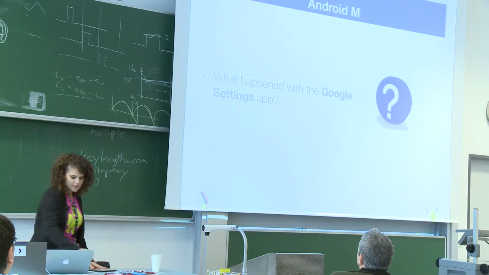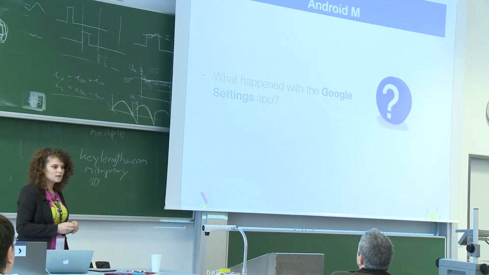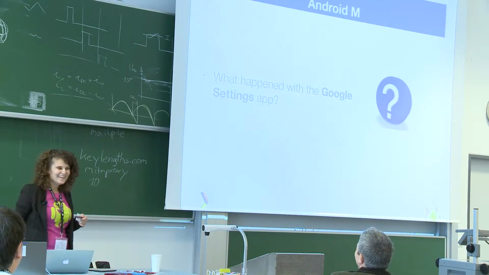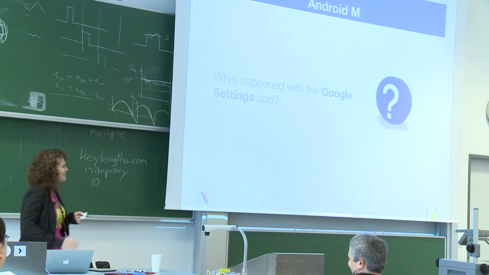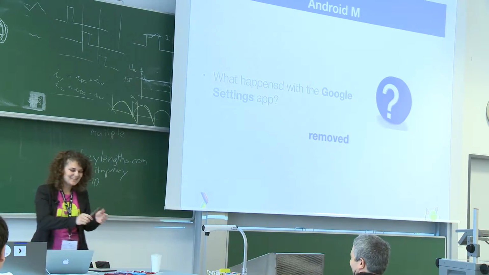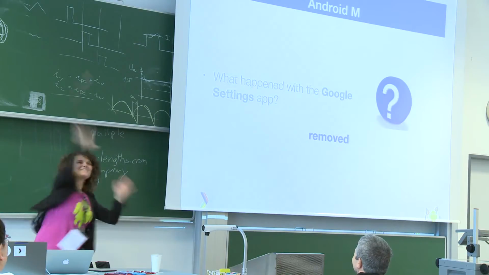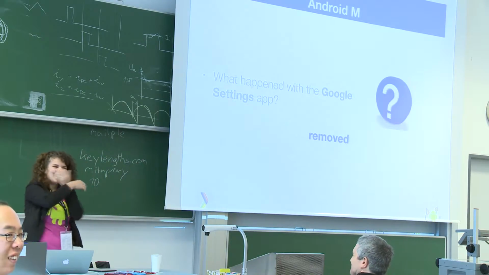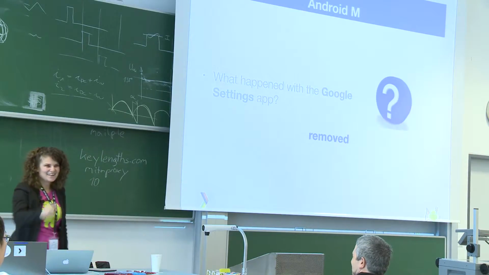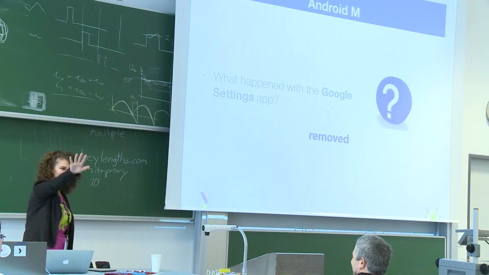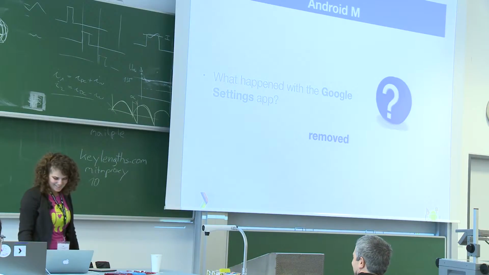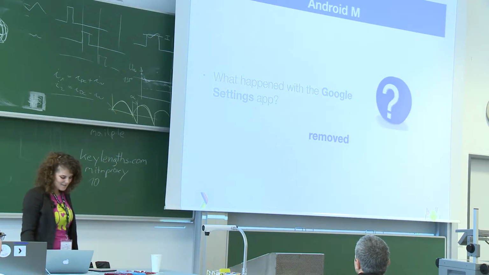Okay, who knows what happened with the Google Settings app? You might have noticed that it's not available in the app drawer anymore. It disappeared. I just said that. That's right, it has been removed. Okay, so it is now in the settings menu.